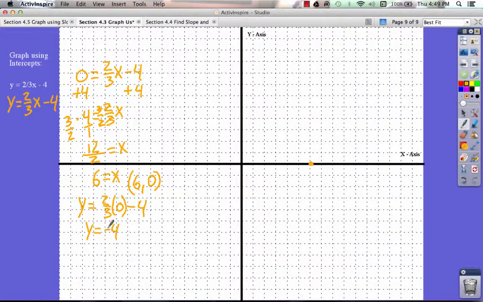Negative 4 is our y value. Now we need to write the coordinate. We have an x value of 0 because we plugged 0 in for x at the beginning, so it's (0, -4). Go on to step 4, which is to plot this point on the graph. Starting at the origin, we don't go left or right, we go down 4: 1, 2, 3, 4. Plot the point. Step 5, connect the dots and draw your line.